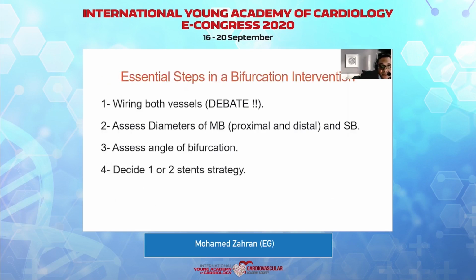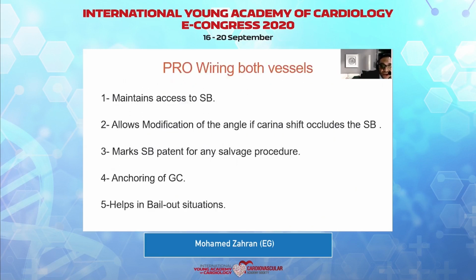So, are you going to wire both vessels in every single bifurcation as a routine? This is a very debatable issue. Yes or no? You need to assess the diameters of the main branch and the side branch. You need to assess the angle to choose the technique, and need to decide the 1 or 2 stent strategy as we said previously. So, people who are defending wiring of both vessels say it's safe. It maintains access to this side branch whatsoever happens. It allows you to modify the angle if the carina shift occludes the side branch.